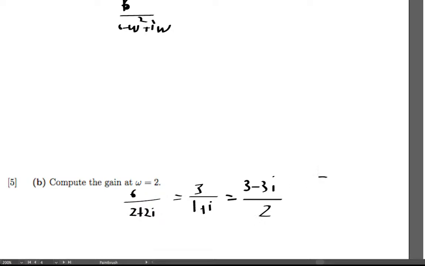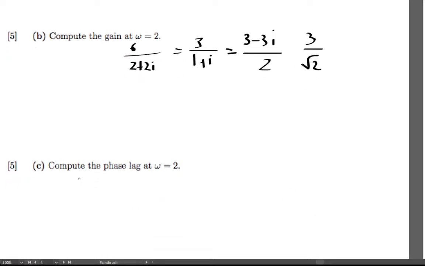And then you obviously take the real value, so it would be 3 over 2. Somehow it's wrong. Oh yeah, actually, the gain here is not taking the real value. It is actually taking the absolute value. So it's 3 over square root 2. Okay. So I figured that out. Okay. C. Compute the phase lag at omega is 2.